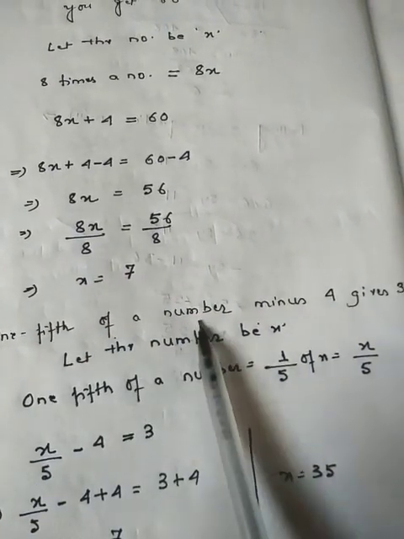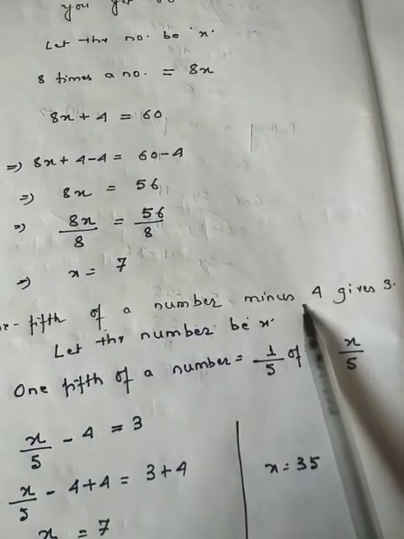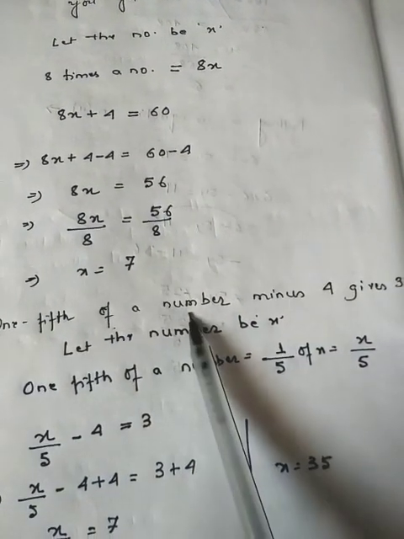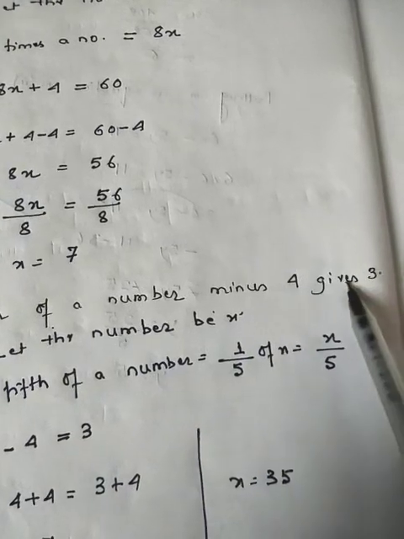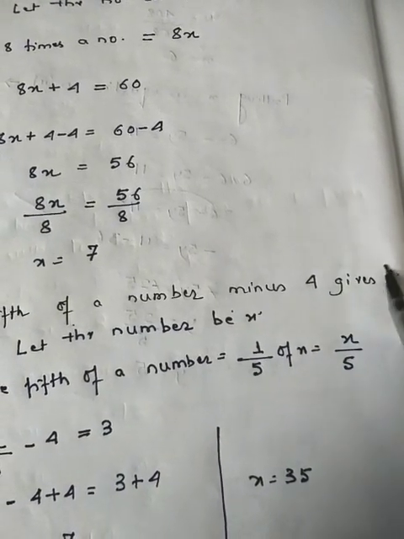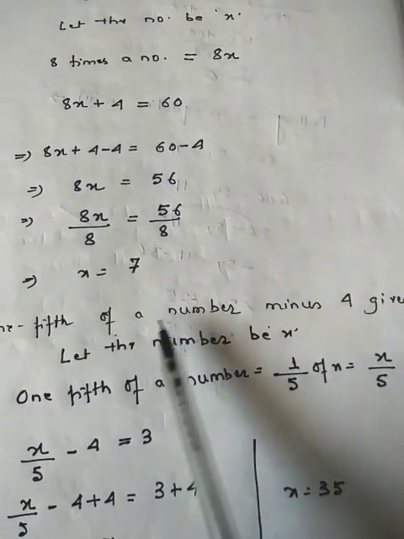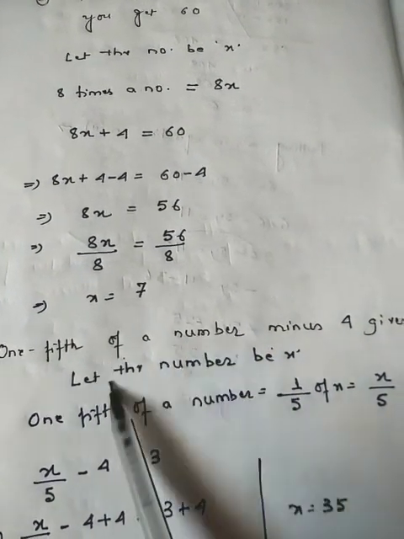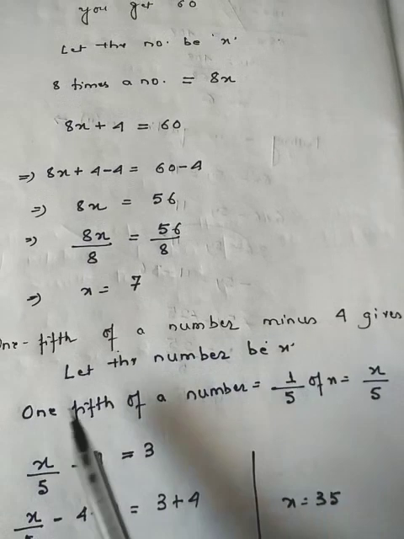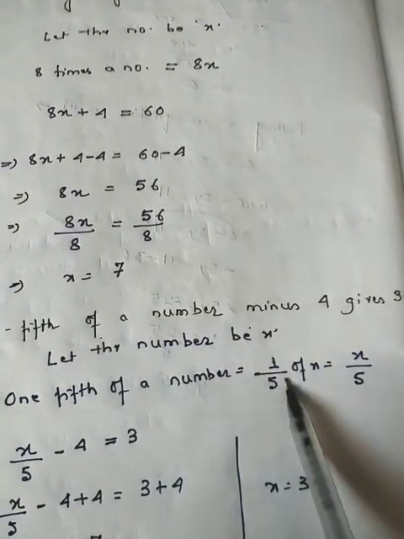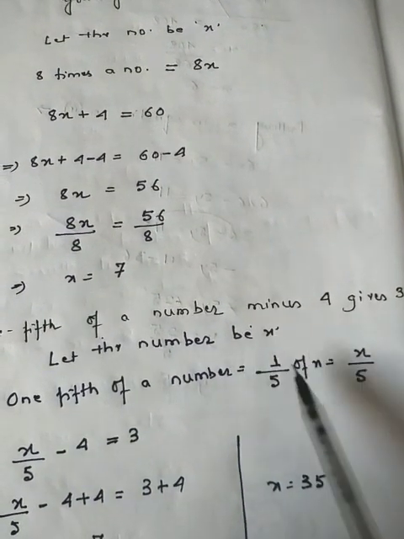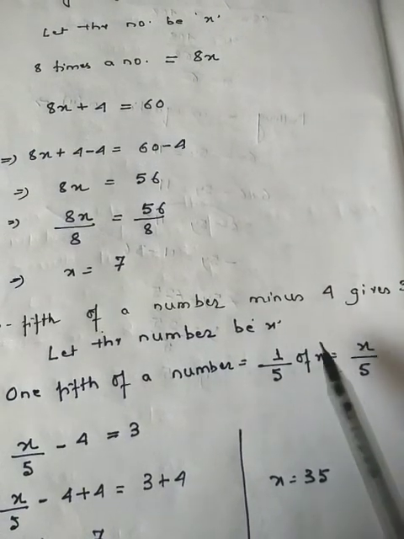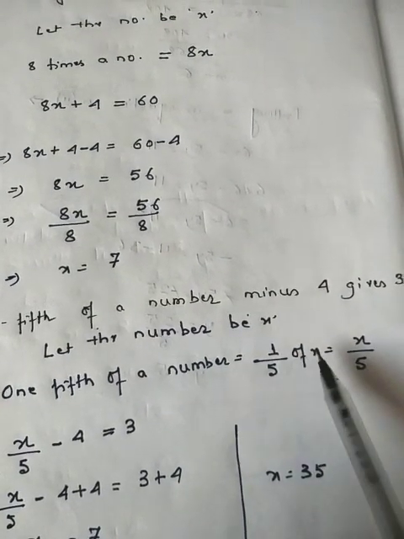1/5 of a number minus 4. That is, from 1/5 of a number, if you subtract 4, it will give 3. So again you have to let the number. This is the first thing that you have to do for this type of question. Let the number be X. Now 1/5 of a number means what? 1 by 5 of X, because the number is X. So 1 by 5 of X means 1 by 5 into X.